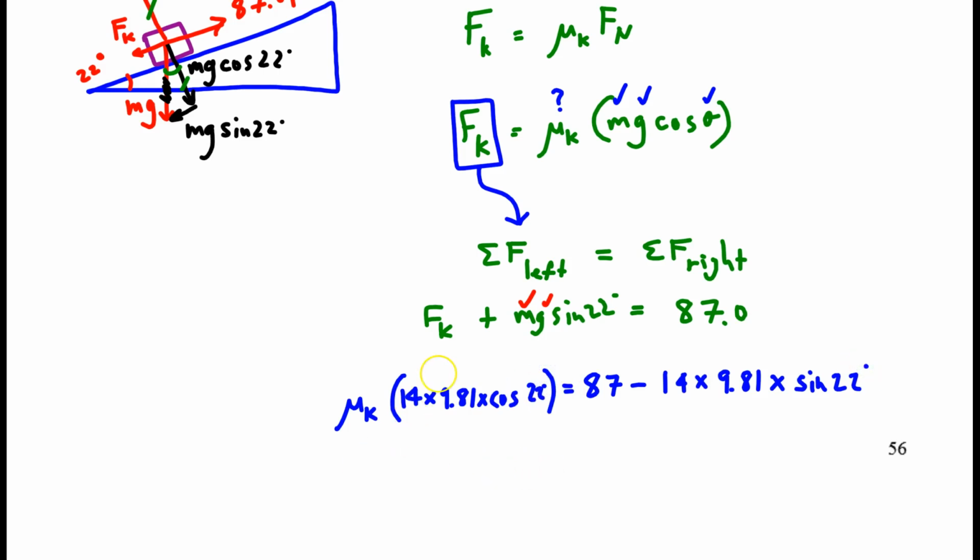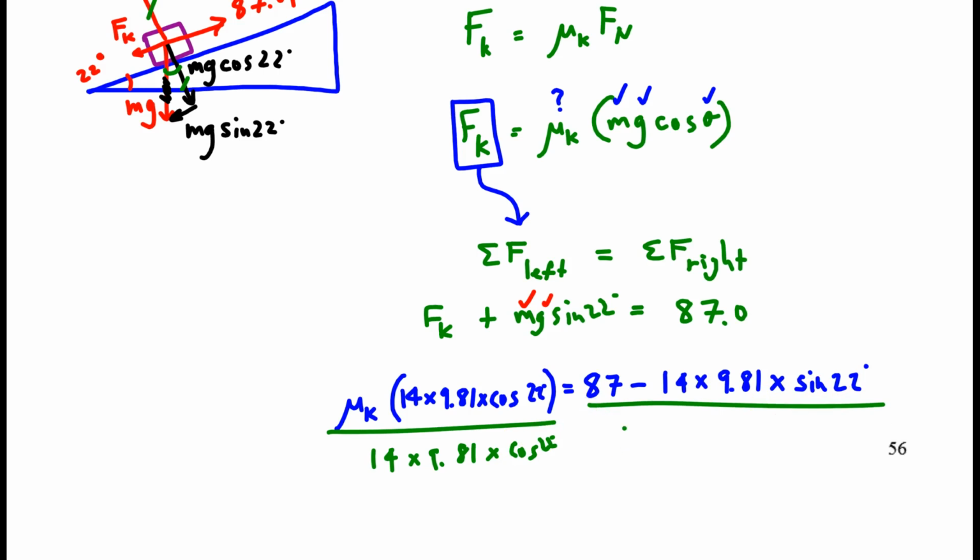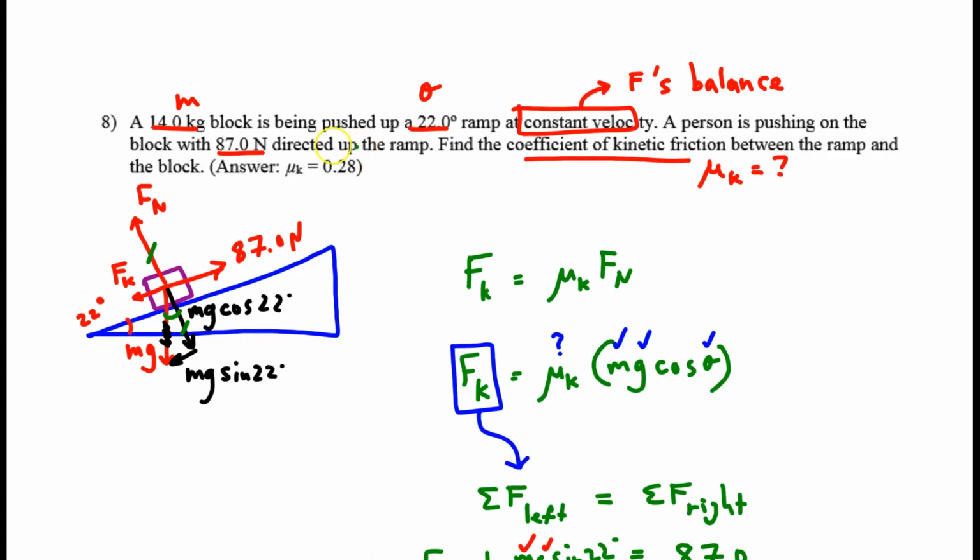We isolate mu by dividing both sides by the 14, the 9.81, and the cos theta. We divide the entire left side by all of that. And when we get our value of mu, hopefully it rounds to 0.28.